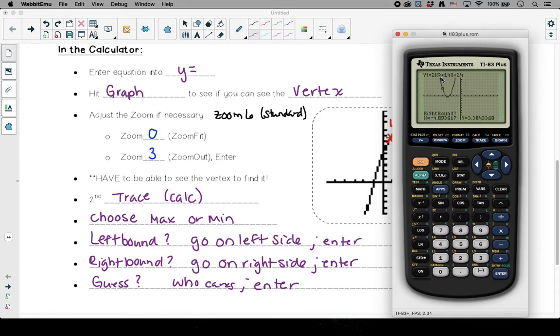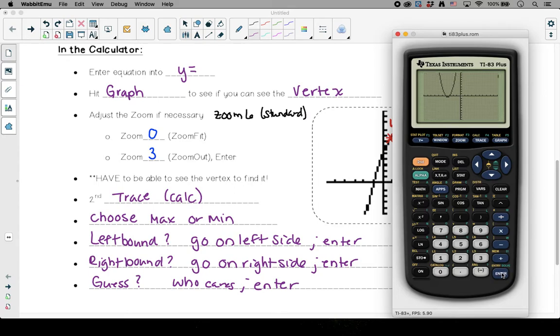I have a little arrow up here, but now my calculator says right bound. So now I'm going to take my right arrow key, and I want to go to the right side of the graph. So I'm going to move my cursor to the right side of the vertex. Now that I'm over here, I don't have to go super far away. As long as I'm on the right, I can press enter. But again, now my calculator says guess. I don't care about trying to guess, so I'm going to just press enter again.